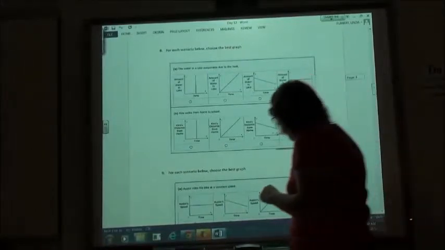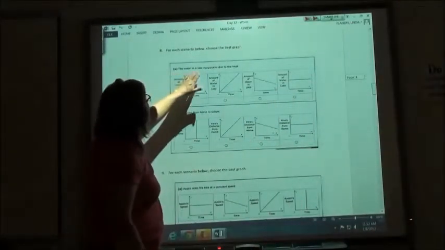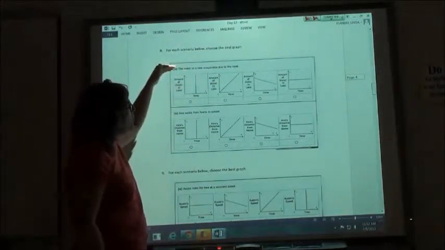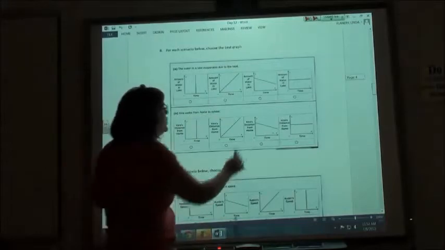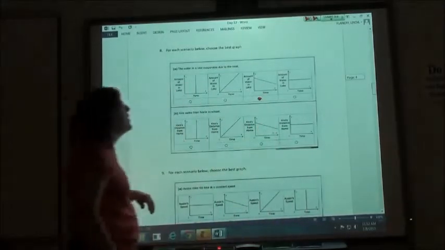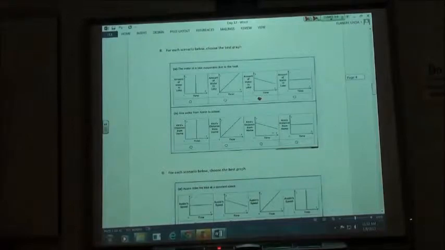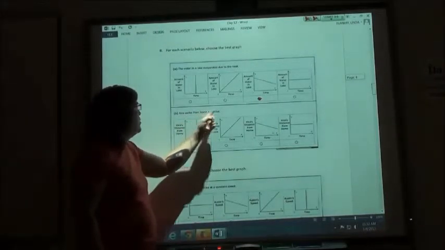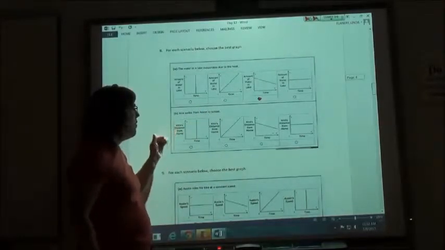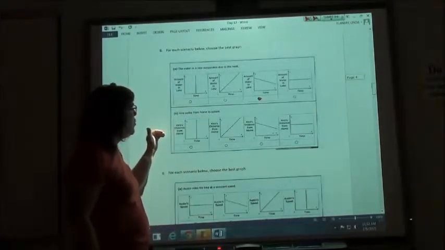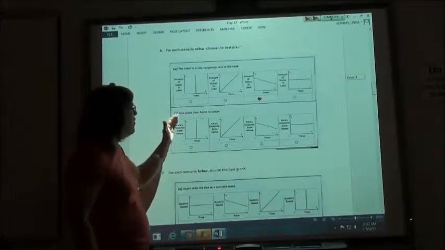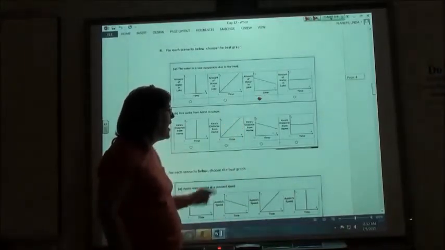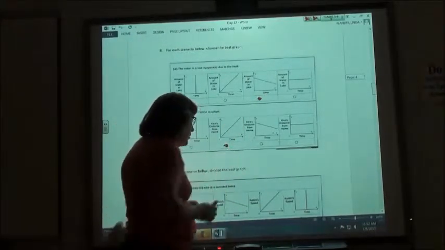On the next one, it says, the water in the lake evaporates due to heat. So when the water's evaporating, the amount of water is decreasing in the lake. So this graph here is showing that the amount of water in the lake is decreasing over time. It's evaporating. Kara walks from home to school. Her distance from home, as she walks from home to school, she's getting farther and farther from home. So her distance is increasing as she goes. And so it looks something sort of like that.